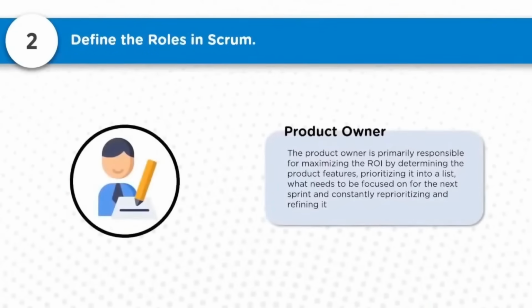So, define the roles in Scrum. What are the typical roles we come across in Scrum? One of the roles is the product owner. The product owner is primarily responsible for maximizing the ROI by determining the product features, prioritizing them into a list, deciding what needs to be focused on for the next sprint, and constantly reprioritizing and refining it.